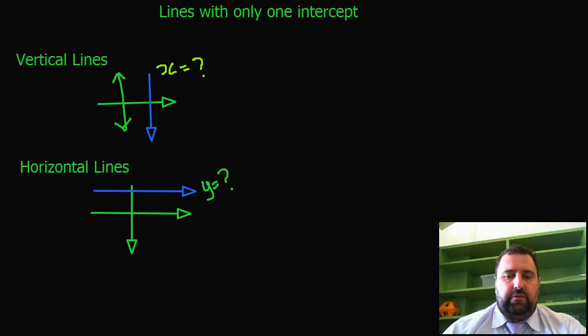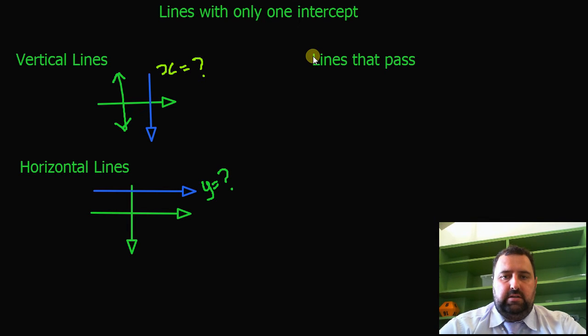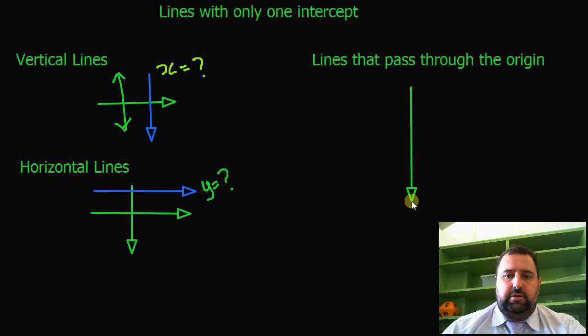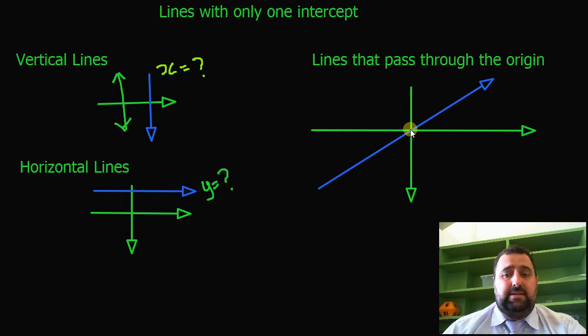And then the final one, I'll write it over here. We have lines that pass through the origin, okay? So remembering that the origin is the point where the x and y axis meet, okay? I'll draw multiple of these ones. So any line that passes exactly through this point, remember this point is 0, 0. So 0 on the x, 0 on the y.